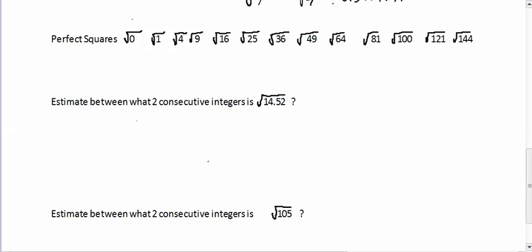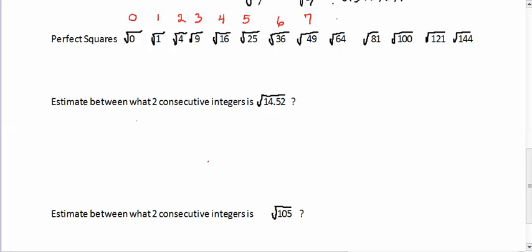Okay, so now, what's the square root of 0? 0. What's the square root of 1? 1. What's the square root of 4? 2. What's the square root of 9? 3. What's the square root of 16? 4. So the next one you think is going to be 5, right? Square root of 25. 5. Square root of 36. 6. The square root of 49.